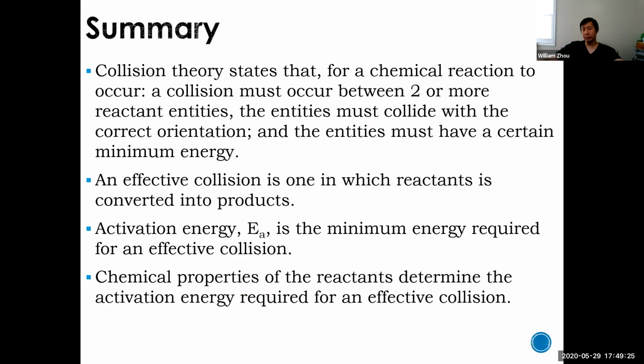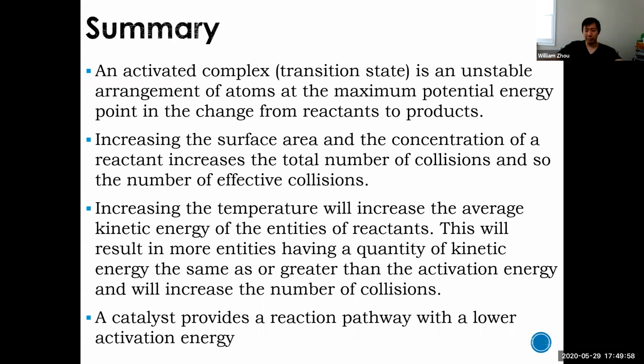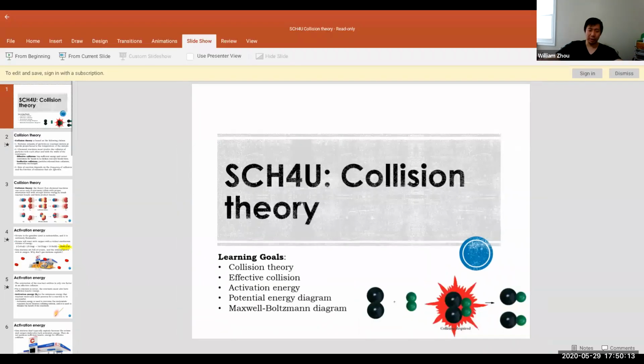All right, so this concludes the lesson on collision theory. We learned what collision theory is. In order for an effective collision to occur, you must have sufficient kinetic energy as well as a proper orientation. And also, in order for a reaction to occur, you need to overcome the activation energy, which is the minimum energy you need for an effective collision. The kinetic energy has to be equal to or greater than the activation energy. We also talked about the potential energy diagram and the kinetic energy diagram, and how we can use them to explain why certain factors have an effect on the rate of reaction. So do we have any questions regarding this lesson? All right, that's good.